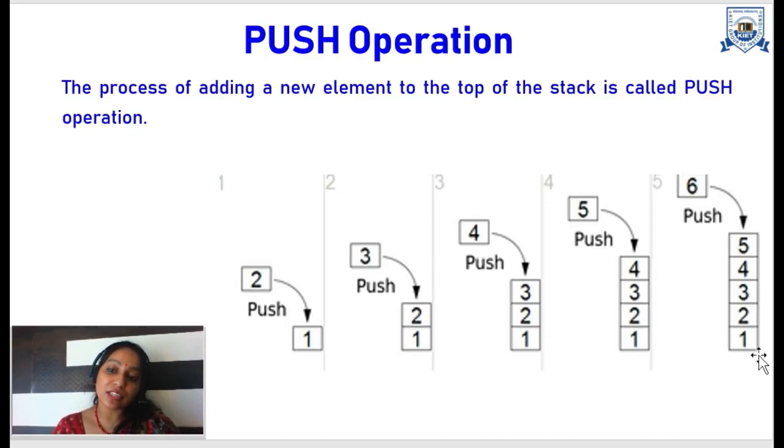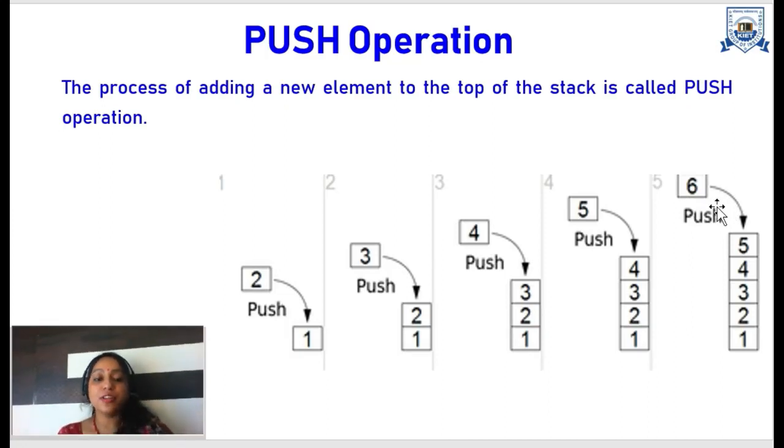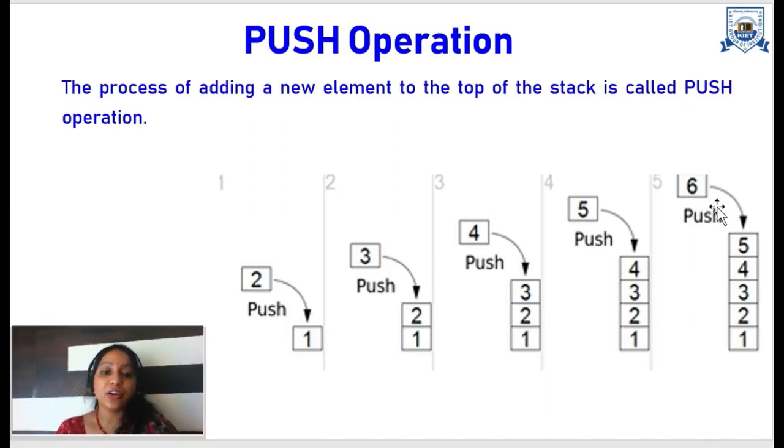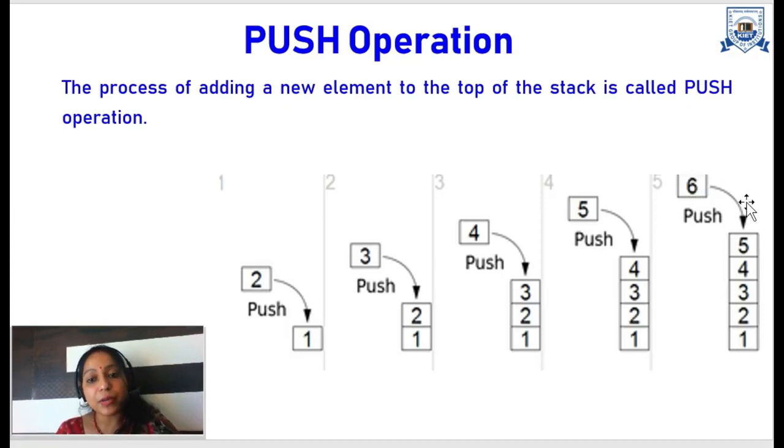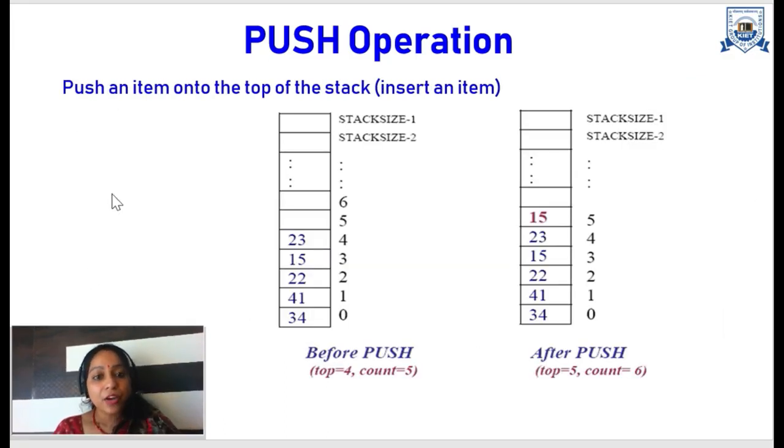Now we are pushing 6, and suppose the size of the stack is 5, then this 6 will not be stored in the stack. If the stack is full and we are performing any push operation, then it is called stack overflow. If the jug is full and you're trying to put one more glass of water in the jug, then the jug will overflow. Same, if the stack is full and you're trying to insert one more element in the stack, then it is called stack overflow. So let's take one more example.